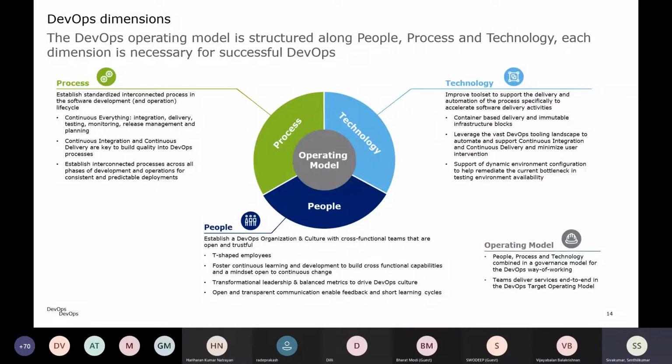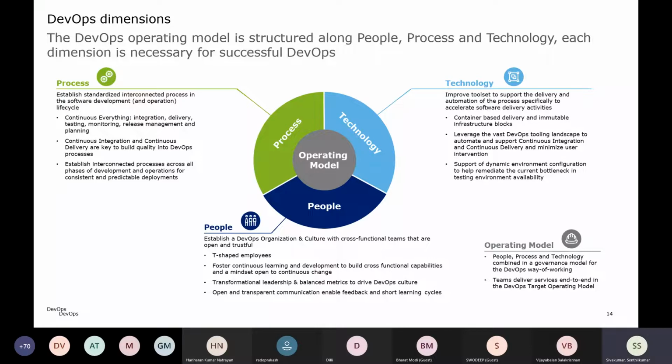If you take technology, second, technology is the area covering what tools are required to drive the process. So process and technology are very closely connected. If you define the process, based on the process you choose the technologies. Technology means an improved toolset to support the delivery and automation of the process, specifically to accelerate software delivery activities, such as containers, or selecting infrastructure blocks and leveraging the vast DevOps tooling landscape, automation process, supporting continuous integration and continuous delivery. It also means identifying the tools, how they work for my business case and this process, and how I'm going to choose these tools, whether open source or license based, and if I use this tool, what will be the outcome. That all becomes part of technology.